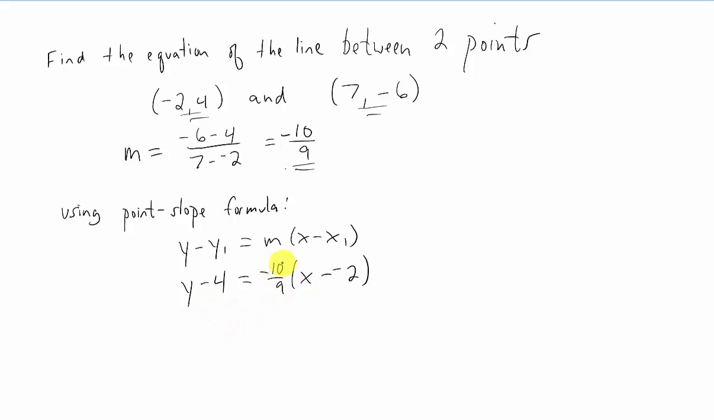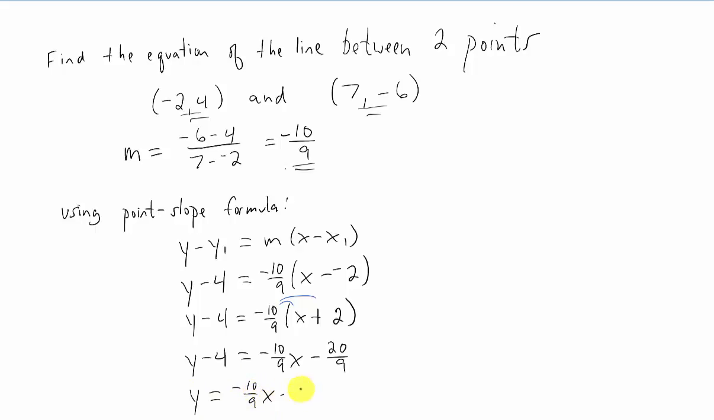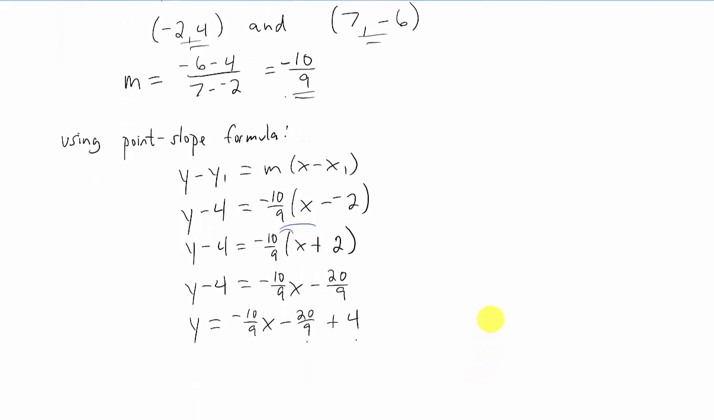And then I'm going to do a little bit of algebra. I'm going to distribute the 10/9 through the parentheses. And then we're going to get y by itself, because typically getting y by itself is the form that we'd like our line to be in. Now the only thing we have left to do is to combine the 29ths with the 4. So I'm going to take a couple more lines to do this.